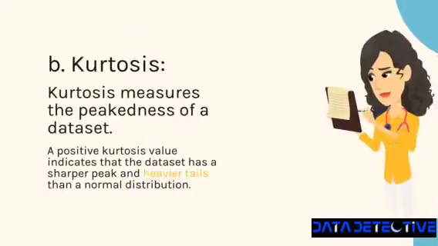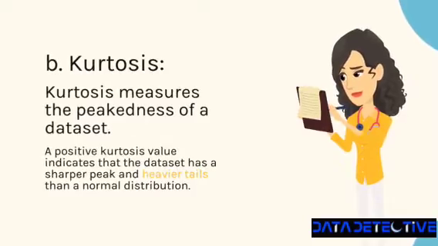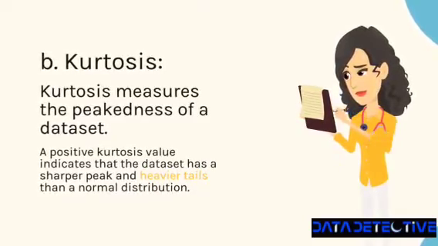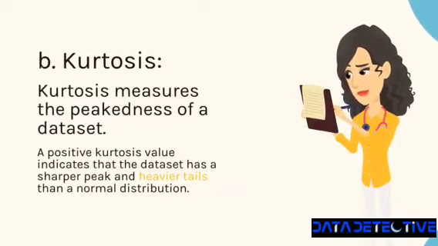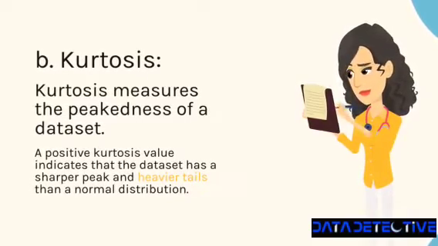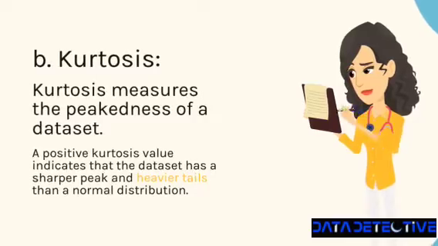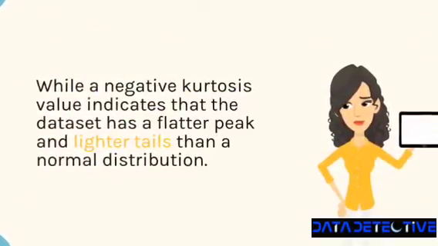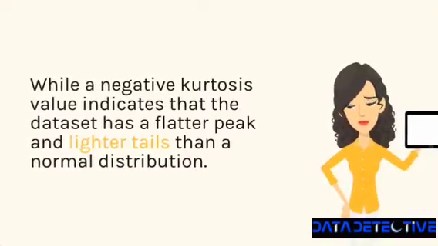B. Kurtosis. Kurtosis measures the peakedness of a dataset. A positive kurtosis value indicates that the dataset has a sharper peak and heavier tails than a normal distribution, while a negative kurtosis value indicates that the dataset has a flatter peak and lighter tails than a normal distribution.